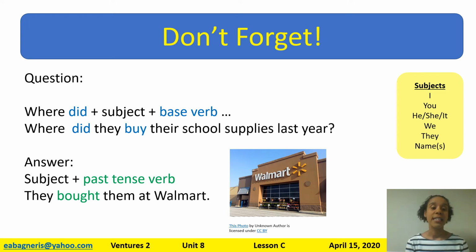Where did they buy their school supplies last year? Again, I'm using the base verb, buy. Did already did all the work for me. Where did they buy their school supplies last year? And then in our answer, they bought them at Walmart. Now I have changed buy to the past tense, bought. They bought them at Walmart.